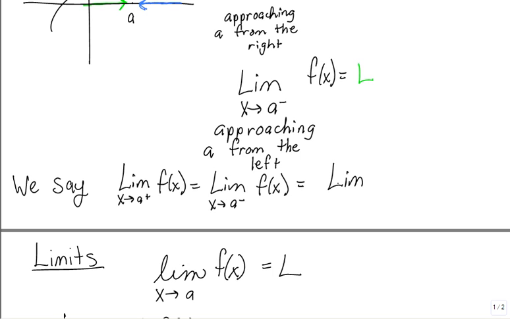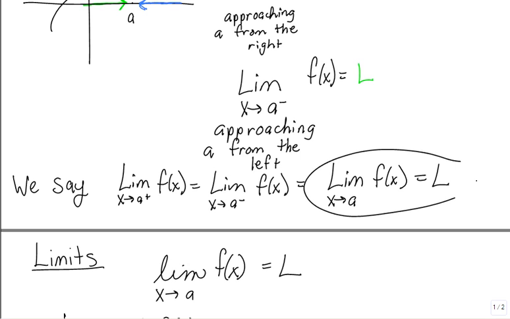It has to have the same limit on both sides in order to have the limit as x approaches A. And we say that that's L. So the limit has to be the same from both sides. Okay, let's look at this example.